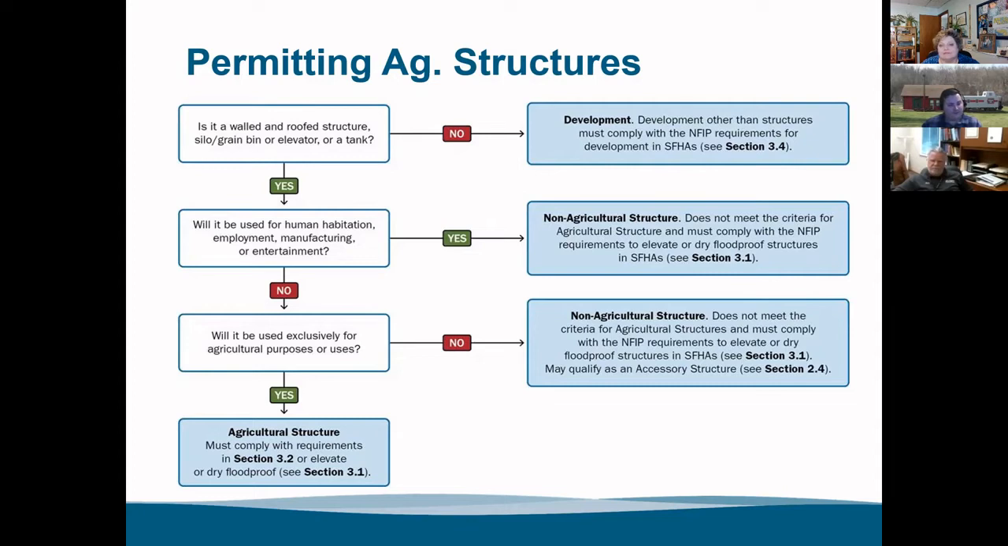If it's not going to be used for human habitation, then you ask, well, what's it going to be used for? Is it going to be specific to agricultural purposes? If not, if this is being used for other purposes, then it does not meet the criteria for an agricultural structure, and again, will likely be required to elevate or dry flood proof. It may qualify as an accessory structure if it meets what we talk about later on. If it meets all three of those requirements, and some additional things we'll talk about later on, then it can be considered an agricultural structure.